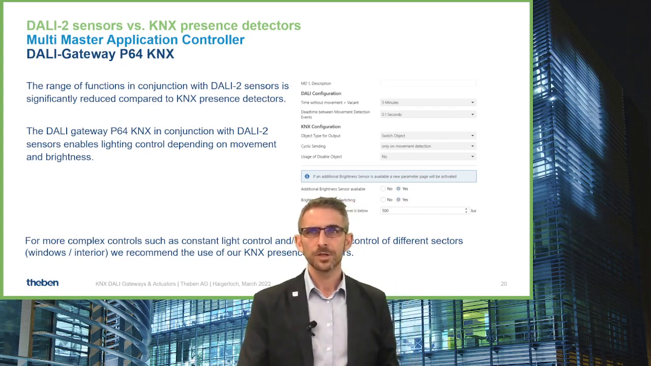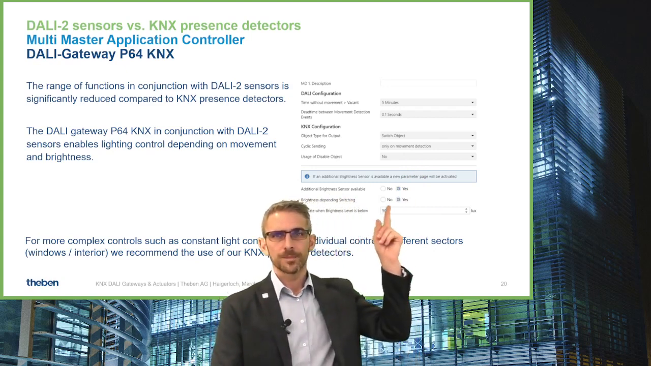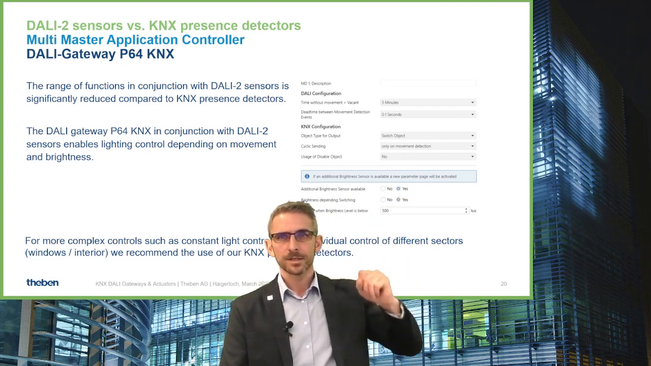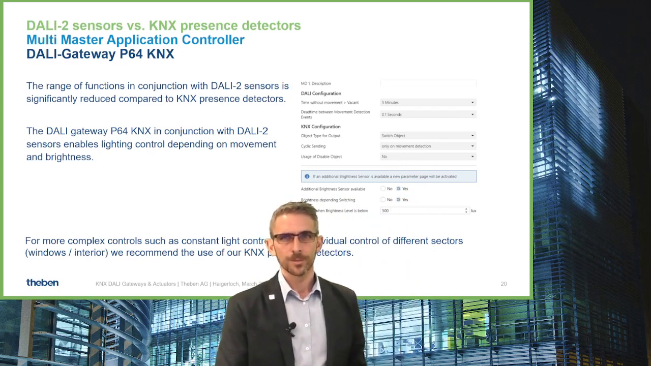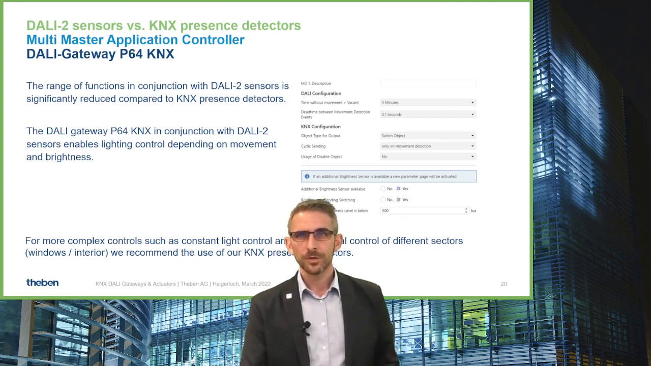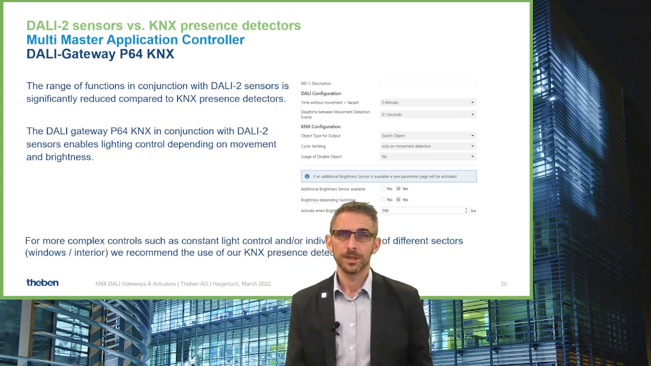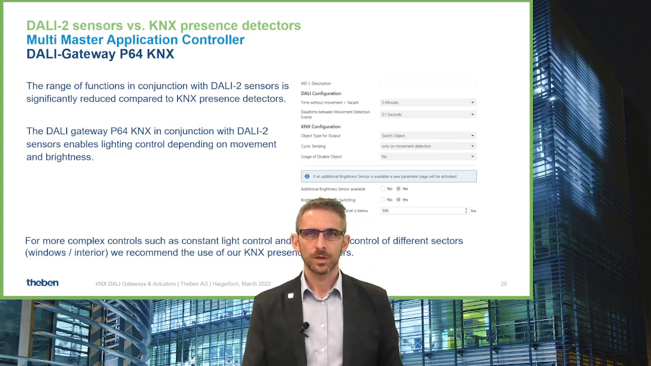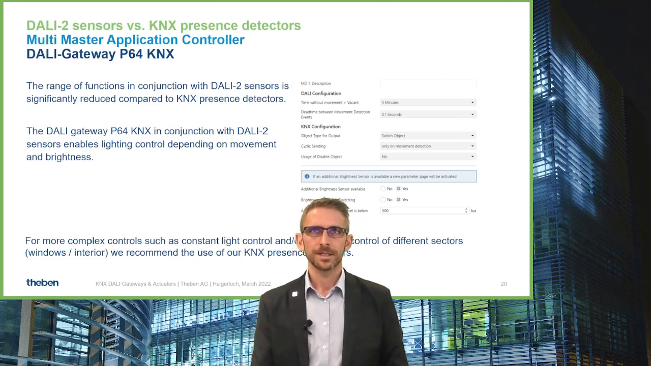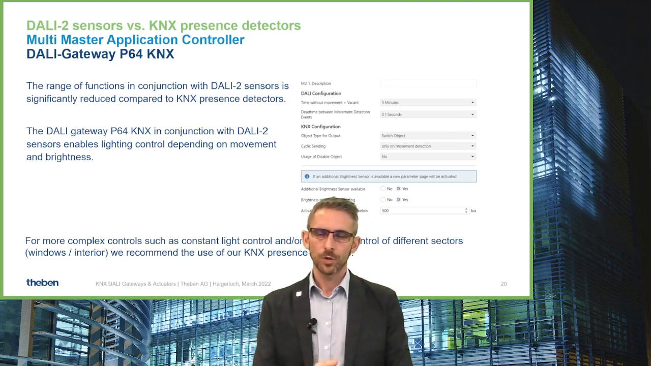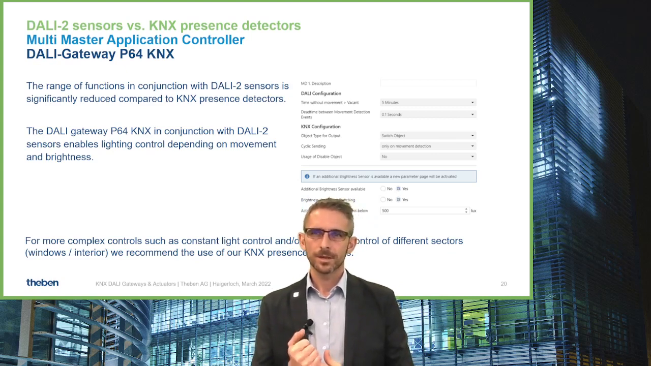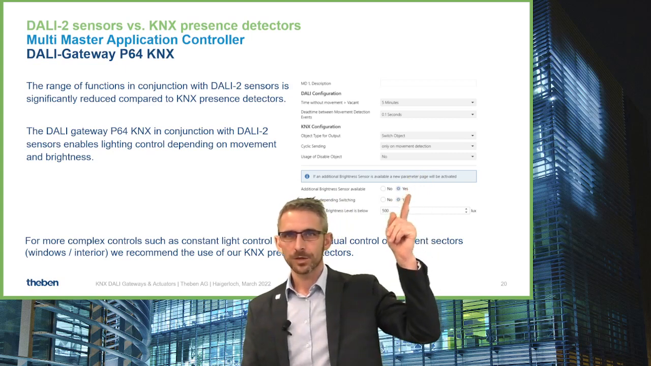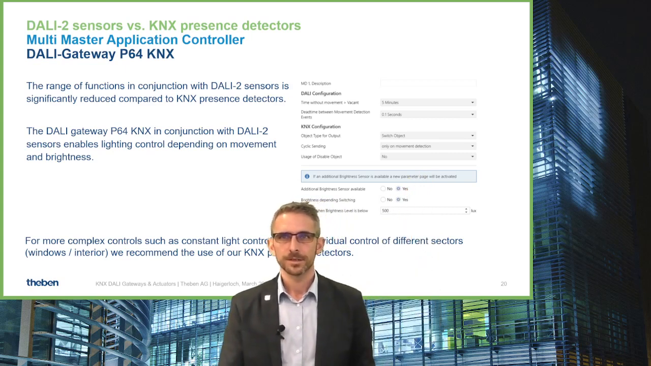And additionally, we have the possibility to say, is there a brightness sensor available, yes or no? With our DALI 2 sensors, for example with the Tironda, there is always a brightness sensor on board. So we have, let's say, two instances. One is motion and the other one is brightness value. So if we select yes, there is information about the current brightness.